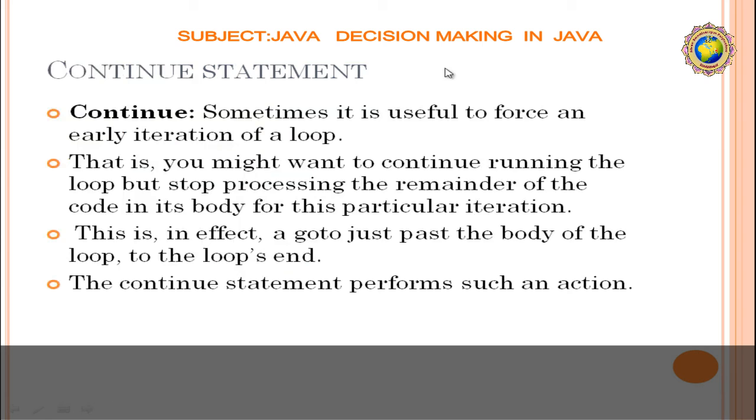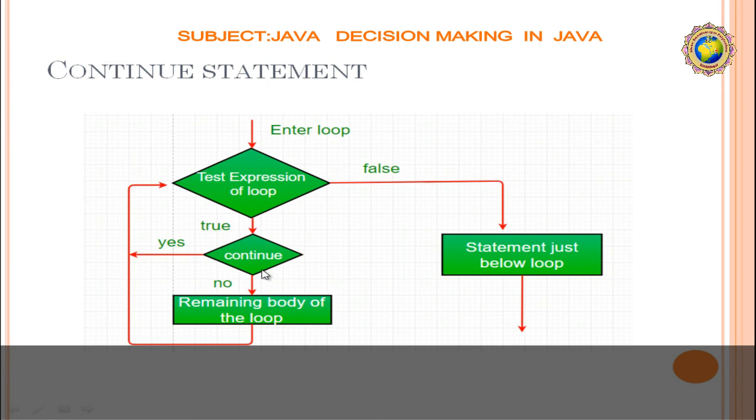Next, the continue statement. Sometimes it is useful to force an early iteration of a loop. That is, you might want to continue running the loop but stop the processing of the remainder of the code in its body for a particular iteration. The effect is to go just past the body of the loop to the loop's end. The continue statement performs such an action. So this is the continue statement flowchart.